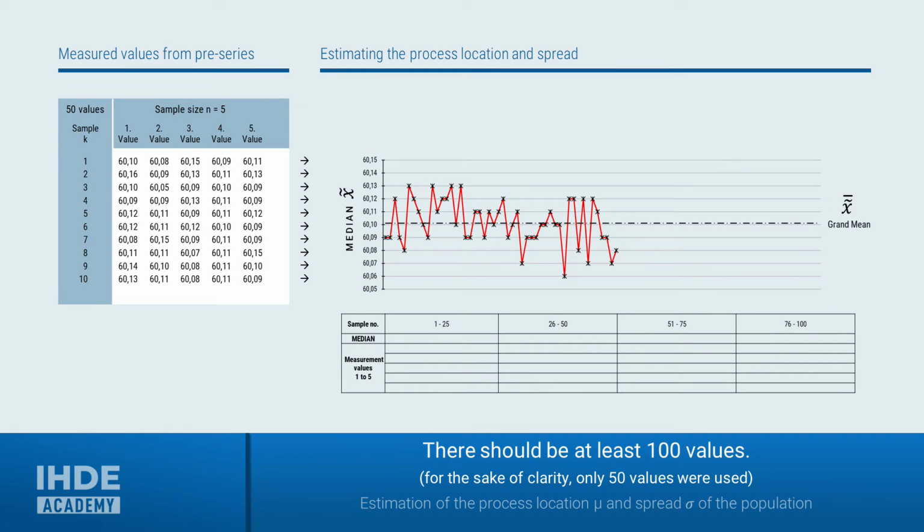Several random samples were taken and the diameter of each part measured and the measurement results entered in the table. Then the median was calculated for a sample size of 5 and entered in the control chart. This resulted in the value curve shown here.